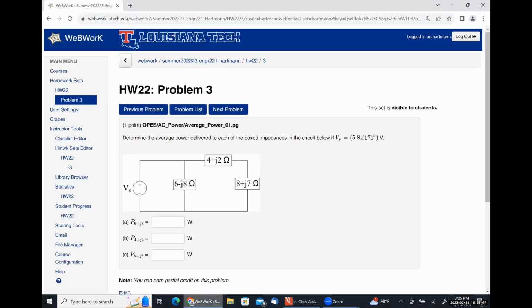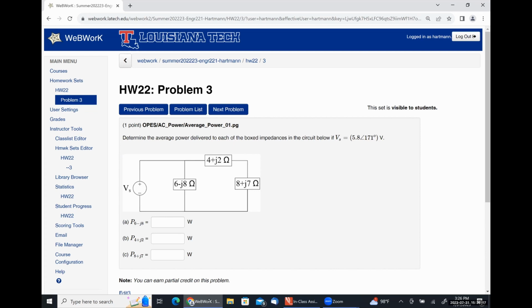For the web work assignment, we have an impedance that is a complex number, meaning that this one, for instance, contains both a real part and a negative imaginary part. This one has a real part and a positive imaginary part, etc. So we're going to have to use the generic relationship, which means you're going to need to know the voltage drop across and the current flowing through all of those impedances. Luckily for you guys, this should be fairly straightforward.